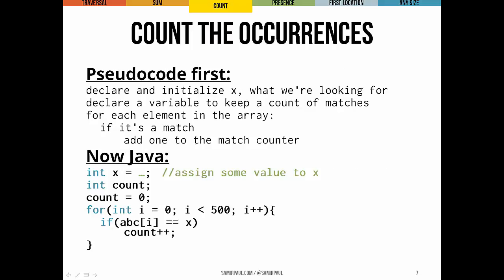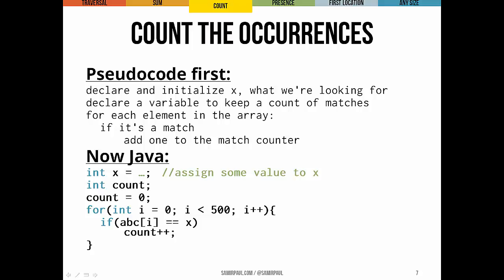You can see my pseudocode and my Java code here. Well, we want to declare and initialize x. X is what we're looking for. We want to declare a variable that keeps count of how many matches we found. And for each element in the array, we basically just want to check, hey, is this a match? And if it is, we add 1 to our counter for the matches.